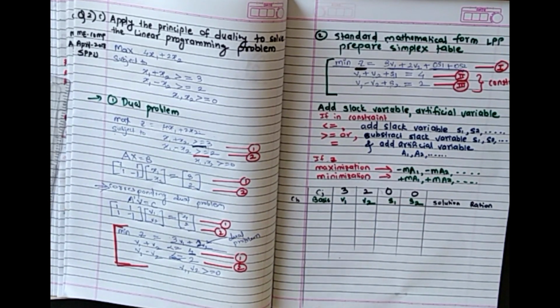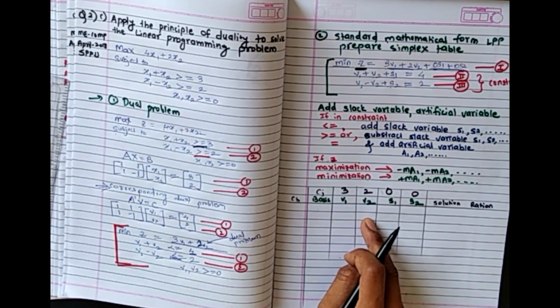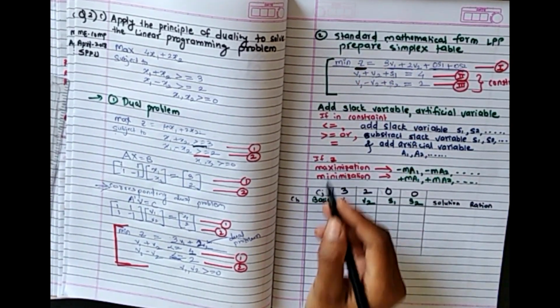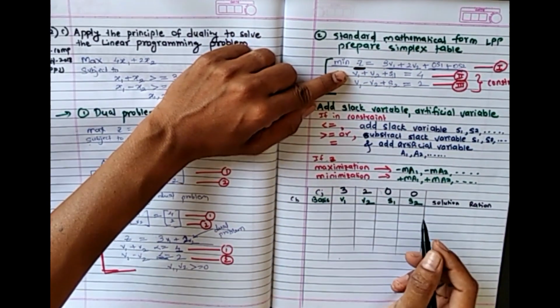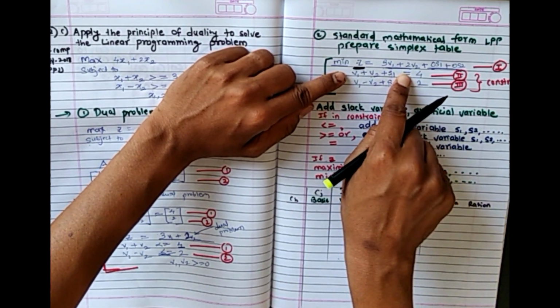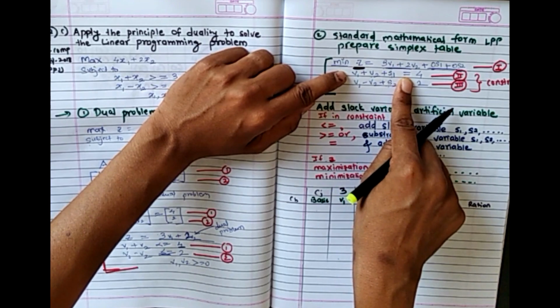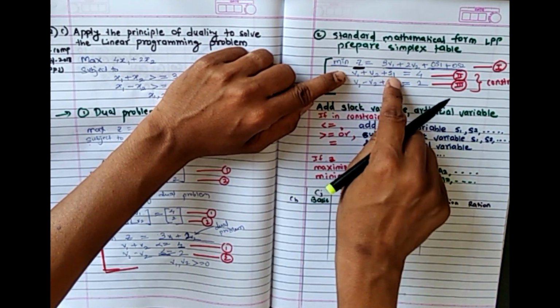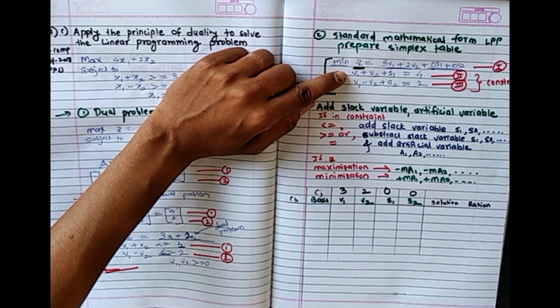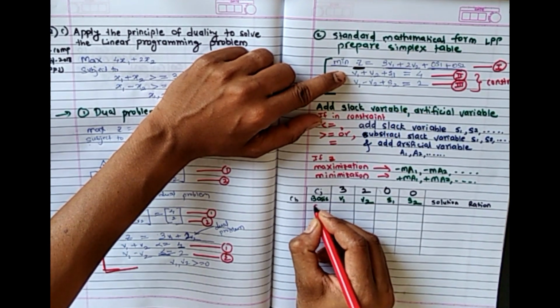Okay. Now when we write the rows, we always look at the constraints, the equations other than z. So in the first equation, whether we have added any artificial variable? No. If we have not added any artificial variable, we will look for the slack variable. Whether we have added any slack variable? Yes. So we will simply write the name of that slack variable, that is S1.